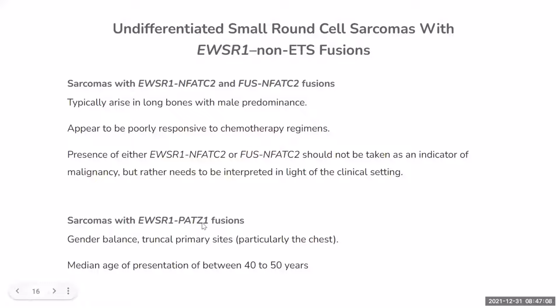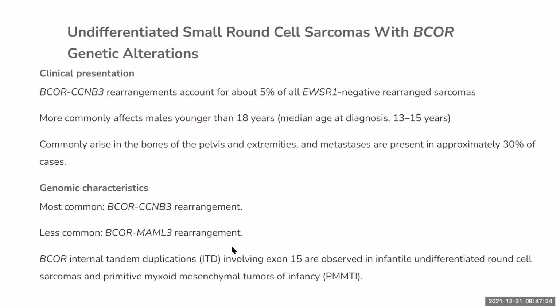Sarcoma with EWSR1 PATZ1 fusion is found in both genders, male and female, more commonly in the trunk, particularly in the chest, and it is found in older patients around 40 to 50 years of age. What about BCOR rearranged sarcoma? BCOR CCNB3 accounts for around 5% of EWSR1 negative sarcomas.